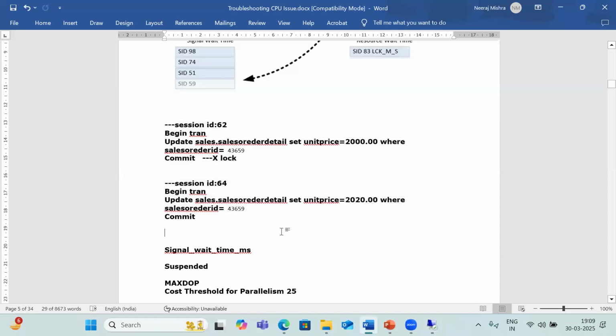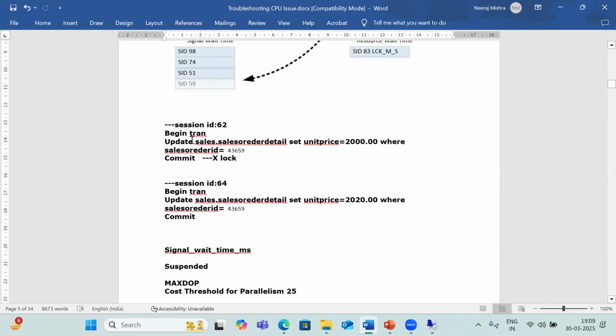Let us come back here. What I'm trying to do here, I am trying to update the unit price column of my sales order detail table for all the rows where sales order ID is 43659 from one of the sessions. From another session, I want to do the same thing on the same resource, but with a different unit price value, right?